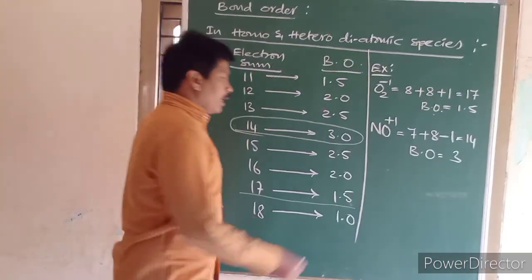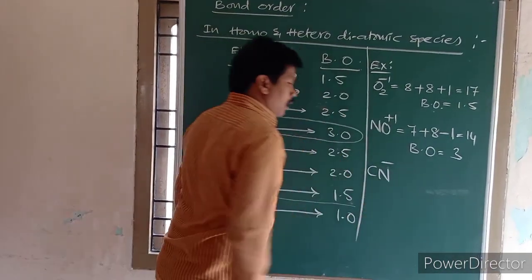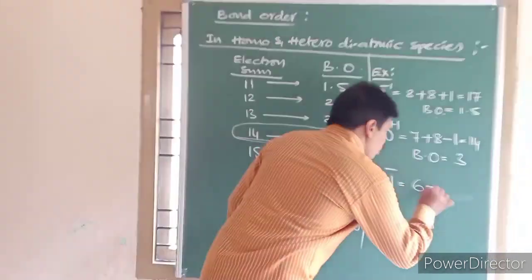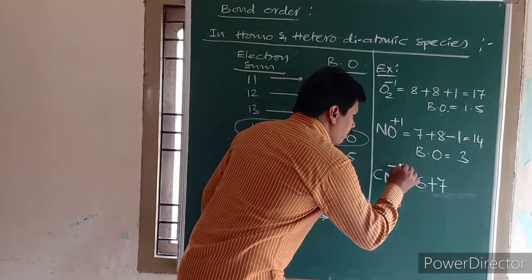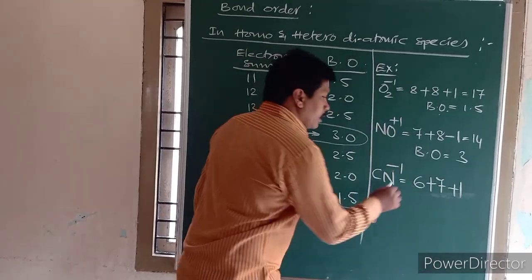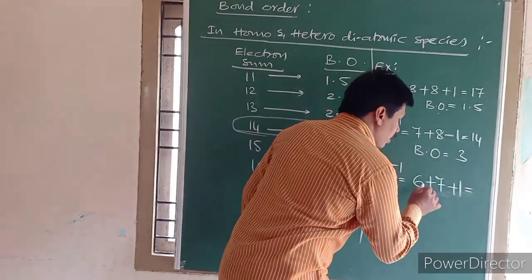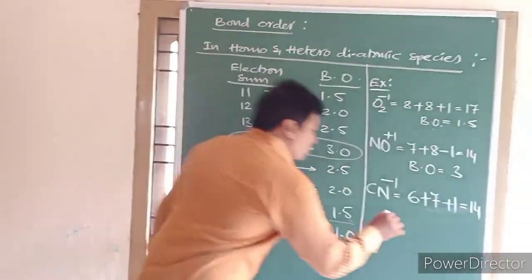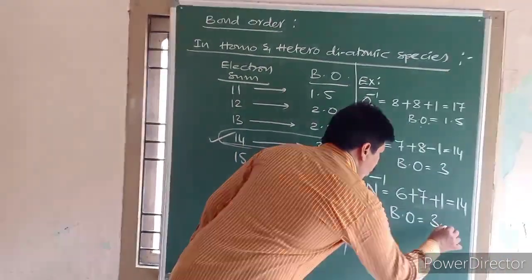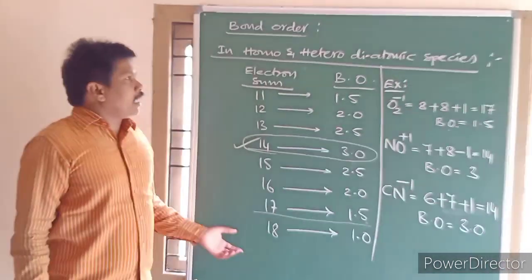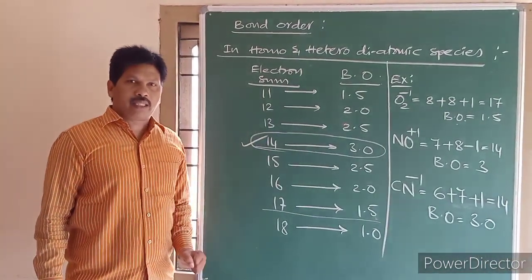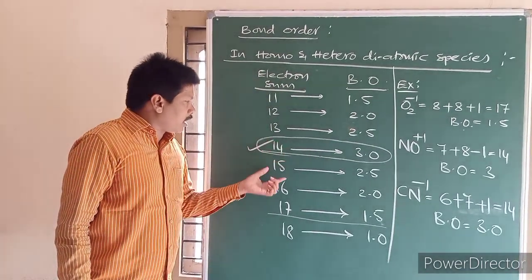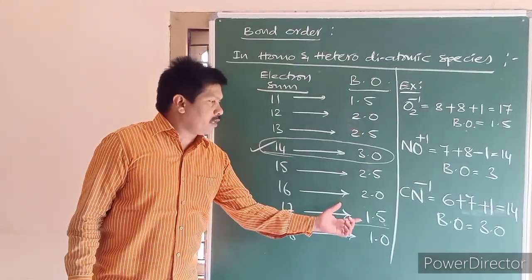And in a similar way, in the CN minus ion, the number of carbon electrons is 6 and nitrogen is 7. Minus 1 means it gains 1 electron, and the total number of electrons becomes 13 plus 1, which is 14. So its bond order becomes equal to 3.0. Like this, the bond orders are calculated by using the electron sum method; the total electron sum is equal to the bond order respectively.